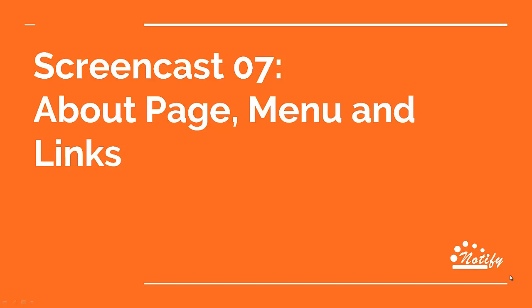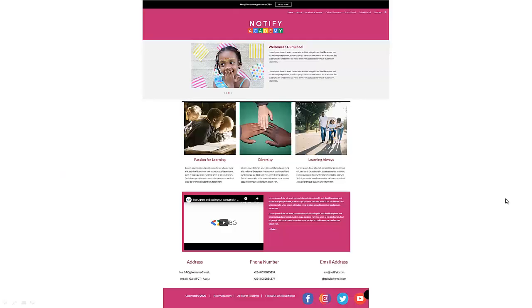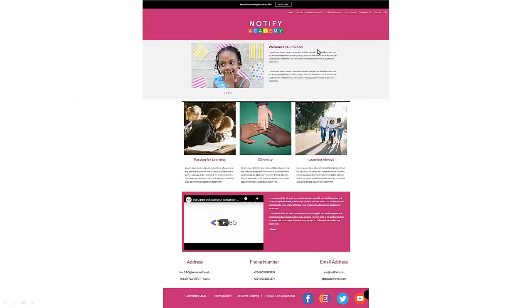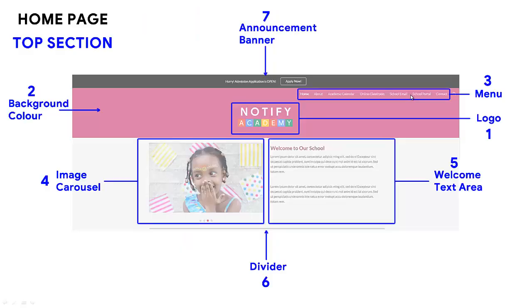Hello everyone, welcome back. So this is Screencast 7 and we're going to be talking about the About page, menu, and links here. So let's get started. You remember that this was the prototype website outlook that we modeled to be able to create what we created. And moving forward, if you notice when we worked on the top part here, right?